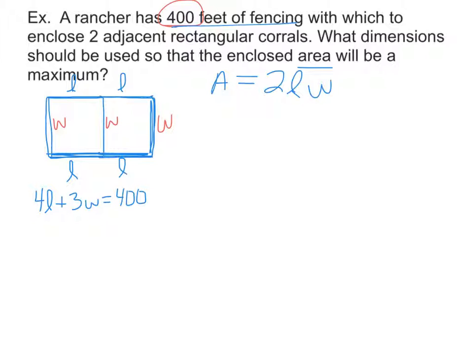We just got to find some other way to relate L and W in this case. So now I want to solve for one of these. I don't know if we want to solve for L or solve for W. Kind of up to you. I don't know. If we solve for L, I'd have to subtract 3W and divide by 4. So L is going to be equal to 100 minus 3/4 W.